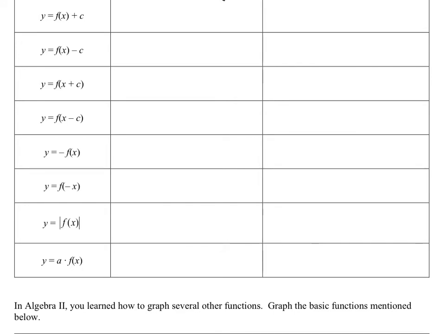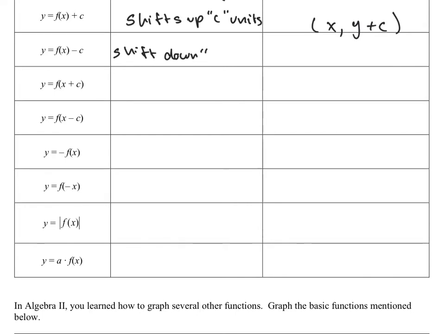So here we have c, which is our constant, being added to the outside of the function. So we're going to shift up c units, okay? And as an ordered pair, that would be x, y plus c, okay? So c is the constant that we are actually shifting up, all right? Now, moving on to the next one. Now we're subtracting. So now we're going to shift down c units, okay? Now, same thing as the one before. We still have x, but now we have y minus c, all right?